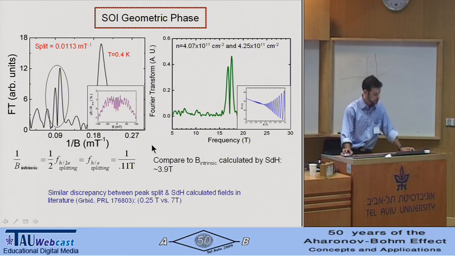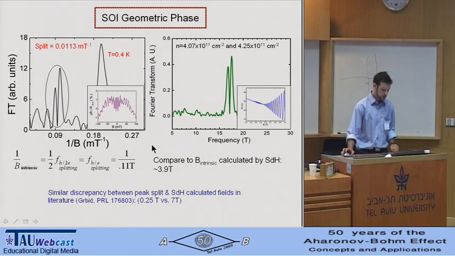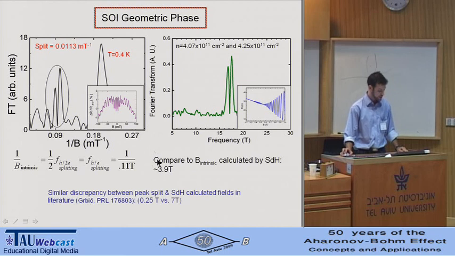When we calculate the intrinsic magnetic field through Shubnikov-de Haas oscillations, we find a discrepancy between that and our calculated value from splitting, a factor of roughly 40. This has been observed by other groups as well. This is a common problem.